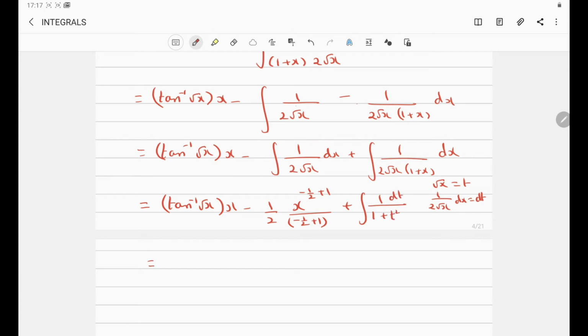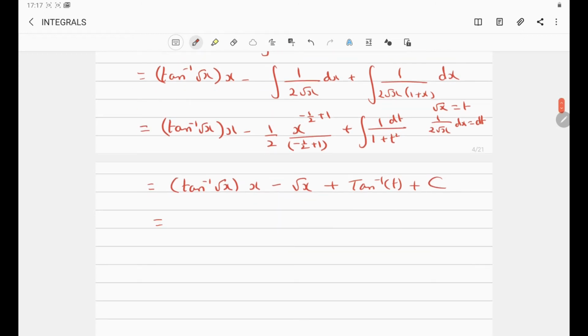So, we get this as tan inverse root x into x minus half, and here you have minus half plus 1, so it is half. So, we get minus root x plus 1 by 1 plus t square is tan inverse of t plus constant of integration c. This is equal to tan inverse of root x into x minus root x plus tan inverse of root x plus constant of integration c.